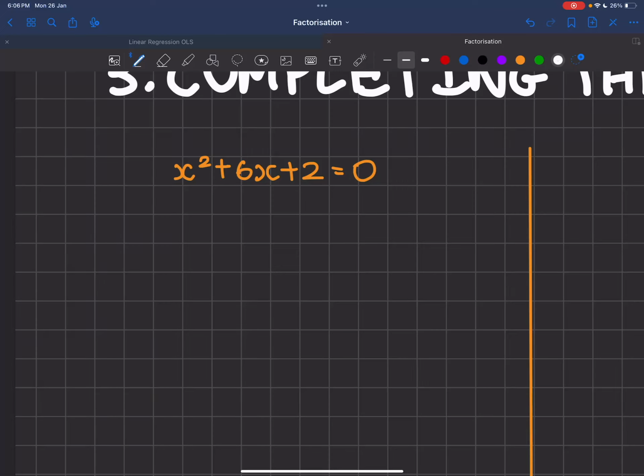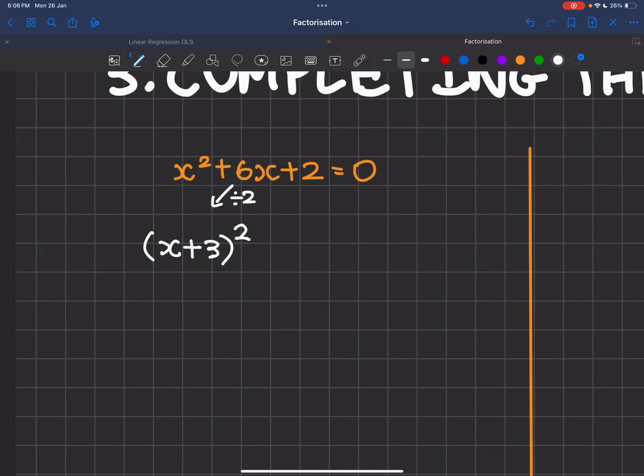We first look at x and 6. Then we take it out. x plus 3. So we see that 6 is halved. First step is to divide by 2. Okay. So x plus 3, the whole thing squared. Whole thing.